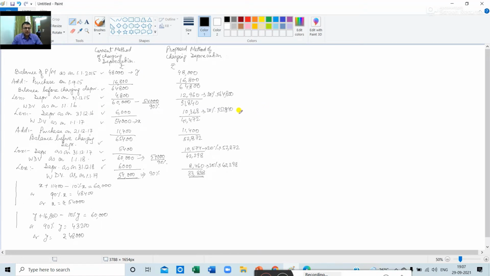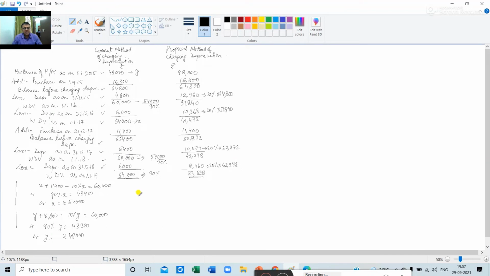Now let me explain that the opening balance of plant and machinery was not given in the question. So we have to find out the opening balance of plant and machinery as on 1st January 2015, and the closing balance was given as rupees 54,000. So this is the working. I request all the students to clarify your working in your notebook.